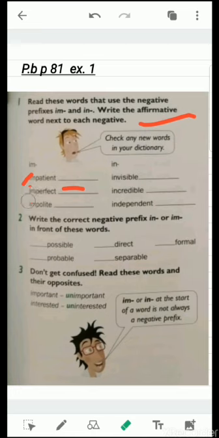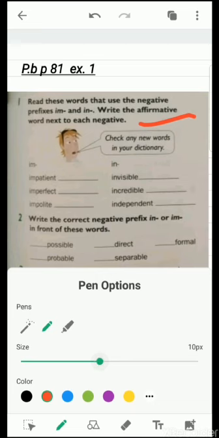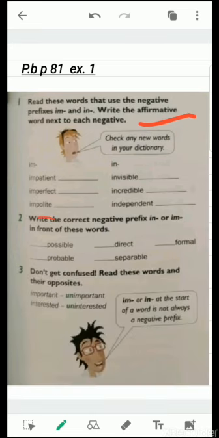The next one is impolite. Impolite, غير مؤدب. The affirmative adjective is polite. So you have to write polite alone, only polite, without im. The pen is not working with me today, okay? Now we have in here.